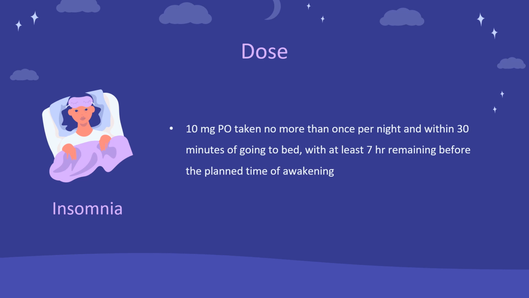Dose. Insomnia. Indicated for insomnia characterized by difficulties with sleep onset and/or sleep maintenance. Recommended starting dose, 10 mg PO taken no more than once per night and within 30 minutes of going to bed, with at least 7 hours remaining before the planned time of awakening. Use the lowest dose effective for the patient. If the 10 mg dose is well tolerated but not effective, the dose can be increased. Not to exceed 20 mg once daily.